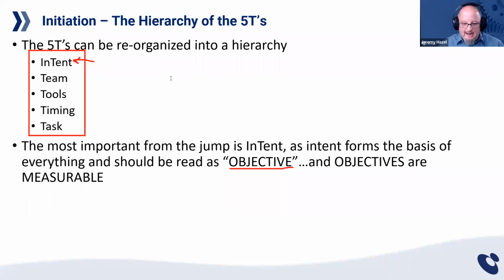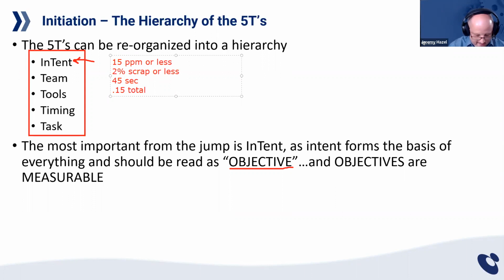So let me give you an example from a PFMEA side. We're going to do a PFMEA, and I need it to be 15 ppm or less. I need it to be 2% scrap or less. I need it to be 45 seconds of cycle time. And I need it to run with less than, let's say, 15 minutes total labor. Let's take the decimal out. This is an intent because you are setting up a process.